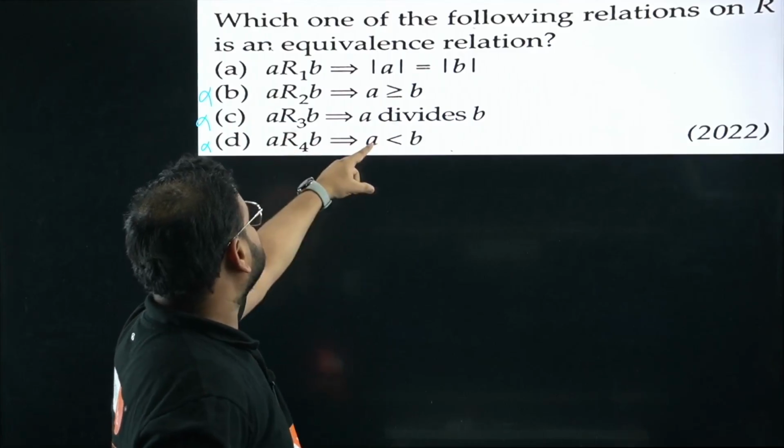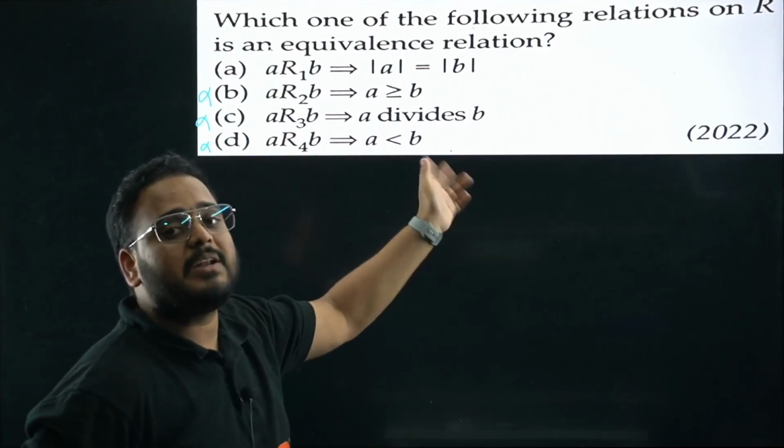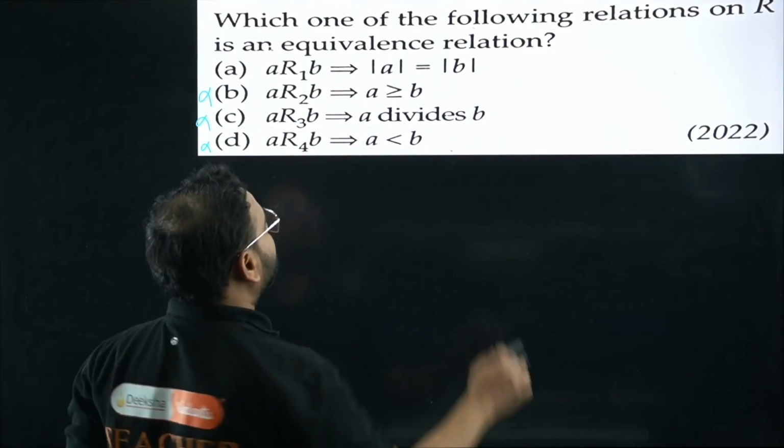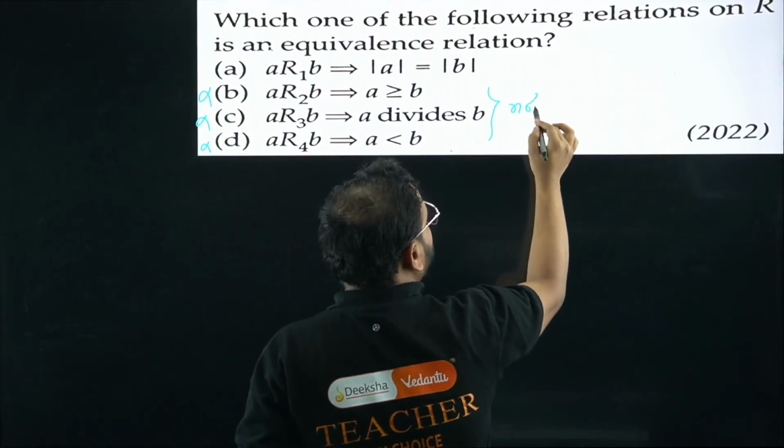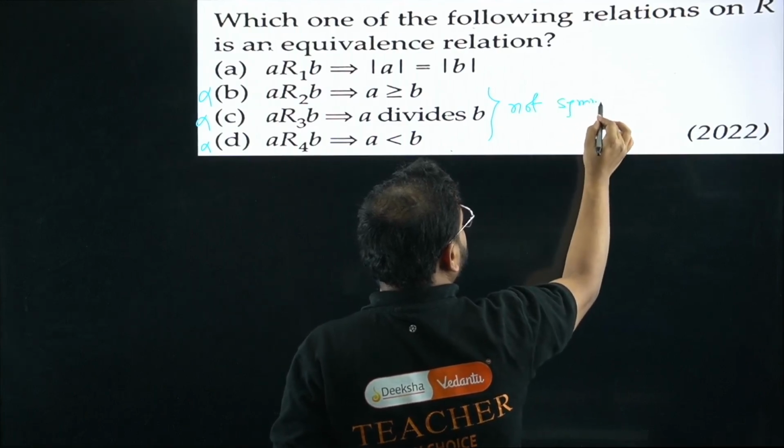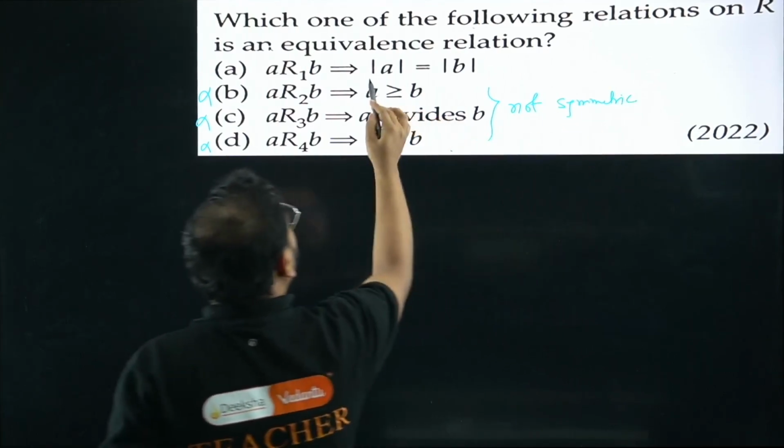What about this, sir? The C condition, A divides B. Not always B divides A. So symmetric will not be true for all these things. That's why we can say this clearly. It's easy to understand. Not symmetric. So of course we have only one case which will be true.